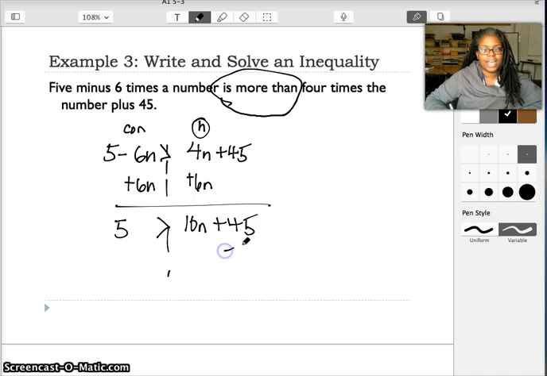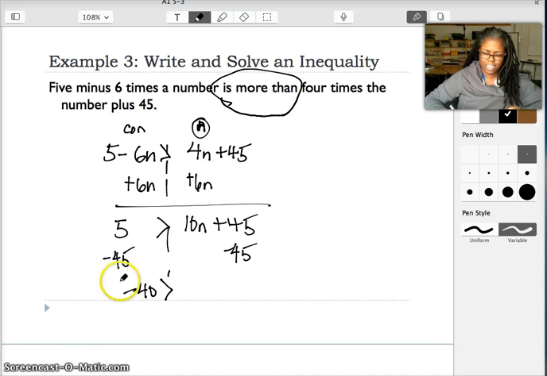Almost done. Since I only want n terms on this side, I know that looks like an h. Let's make it more n-like. I don't know if that helped. Since I only want n terms on this side, I'm going to subtract 45 from both sides of my inequality. I'm left with negative 40 is greater than 10n, because 5 minus 45 gives me negative 40.